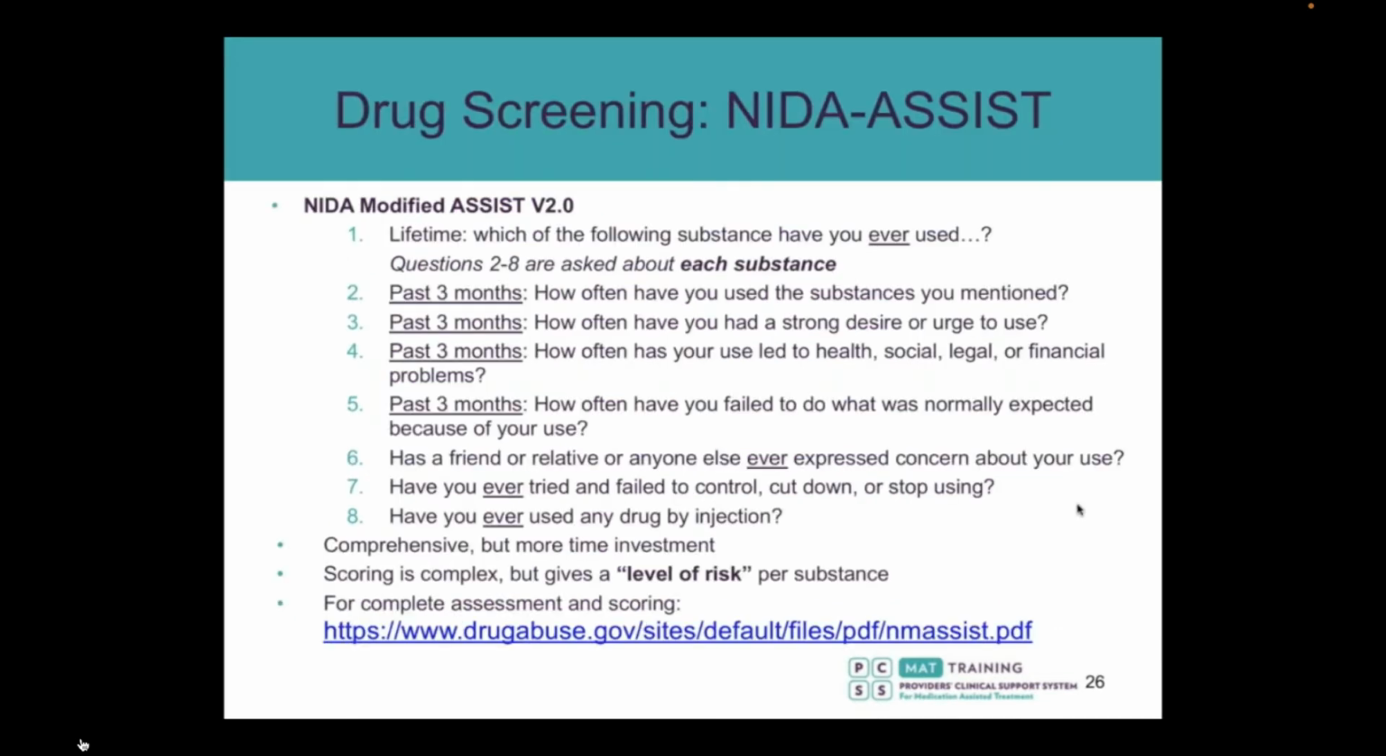So after a yes on the quick screen, answering these additional questions can provide a score that indicates a level of risk. It is a comprehensive screening assessment. The scoring is a bit complex. I've included the link here so you can look at more detail in terms of how it's scored. But it does give you a level of risk per substance. So they may answer yes to 2 or 3, and you would ask these questions for each of those substances. And it puts them in a category of lower risk, moderate risk, or higher risk.